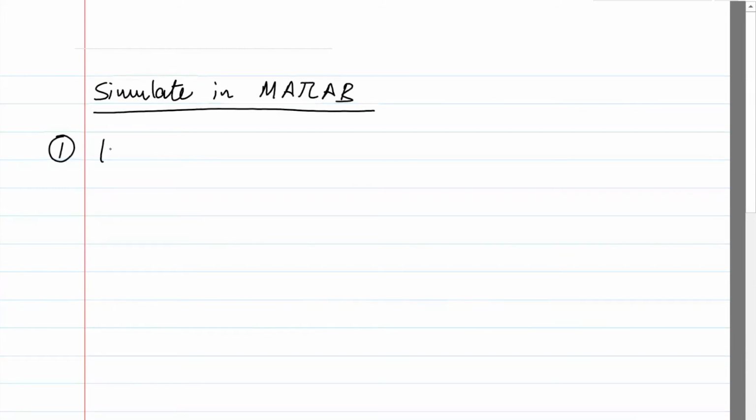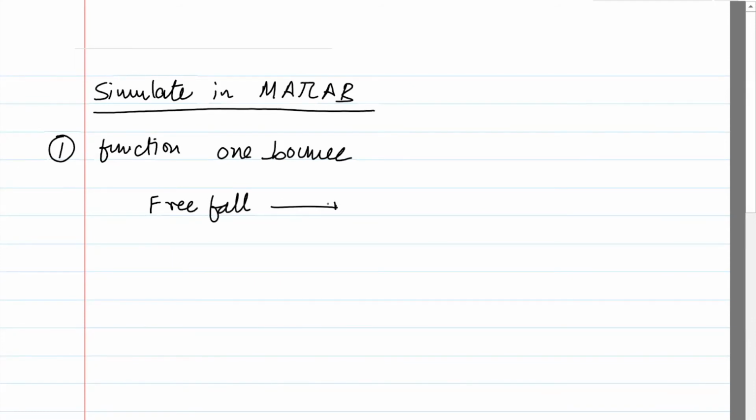Simulate in Matlab. Okay, so the first thing we need to do is write a function called one bounce, which basically does free fall, detects ground, and then bounces. So we need to basically write this function. That's my goal.